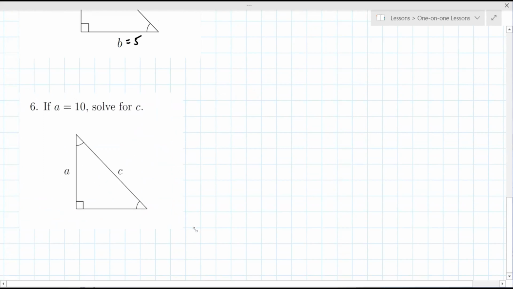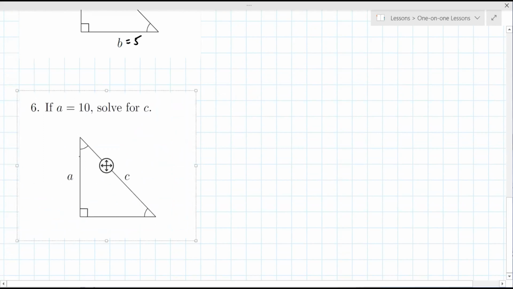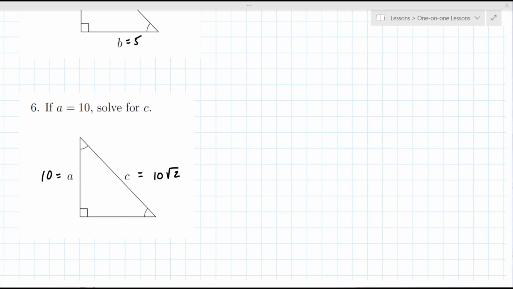So here I'm giving you the leg. I'm telling you that A is 10. This is 10. So what is C? 10 square root 2. That's it. Okay, it's not any harder than that. But what I can do is I can make the values on the leg a little bit more difficult. Okay, and I'm going to do that now.